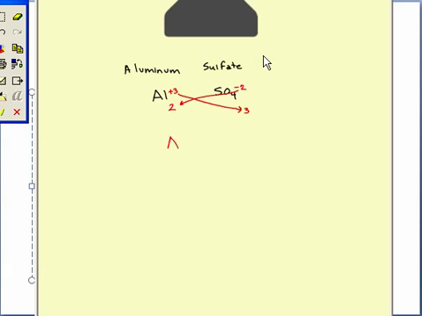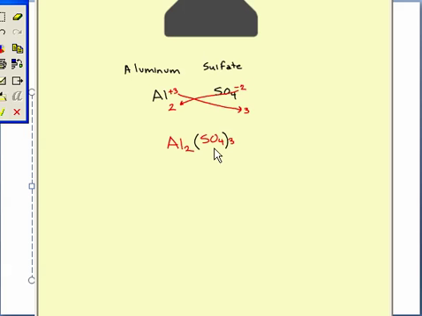Now, what this turns out to be is 2 aluminums and 3 sulfates. Now, if I just leave the 3 there, what that means is I have 43 oxygens and 1 sulfur, and that's not correct. So this is why we put parentheses around our polyatomic ion, and this 3 outside the parentheses means I have 3 sulfates.